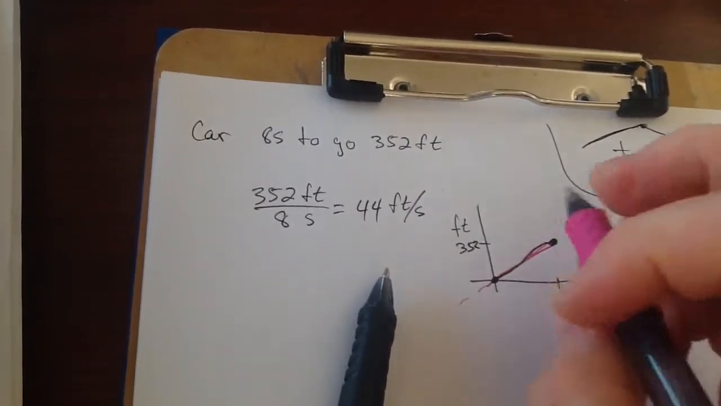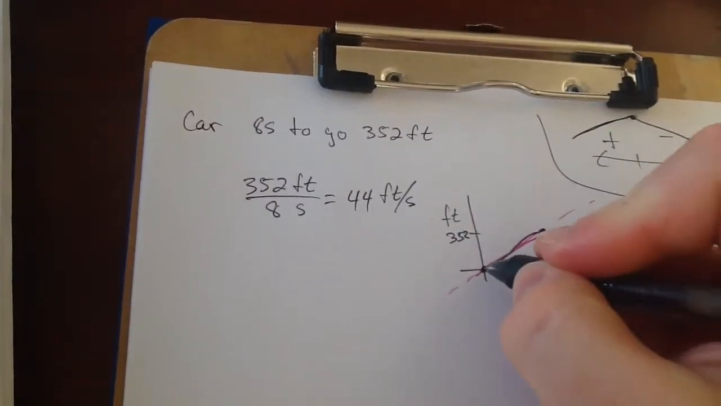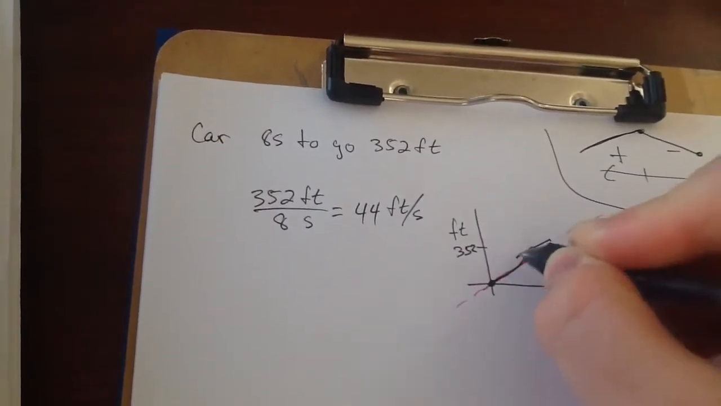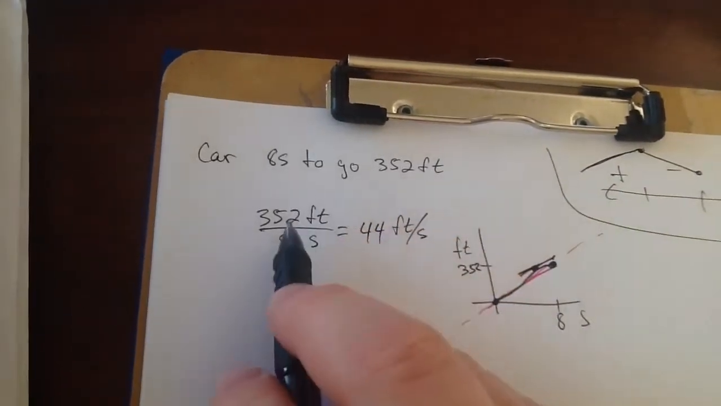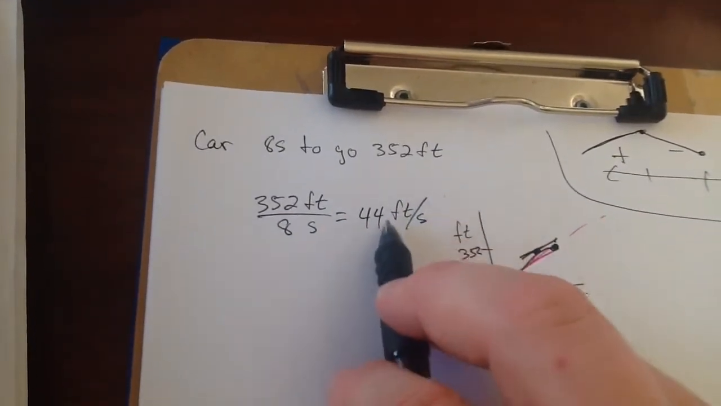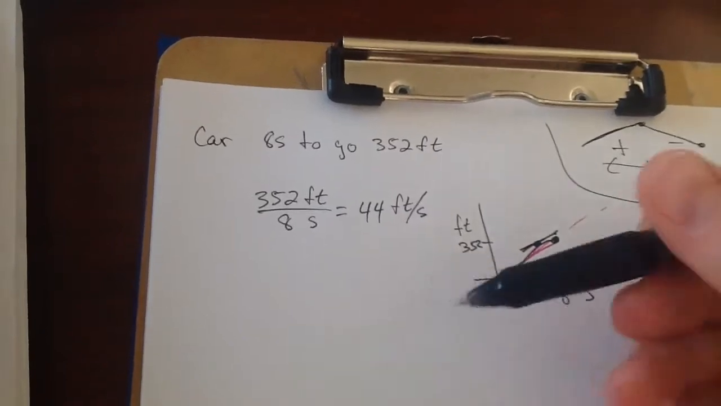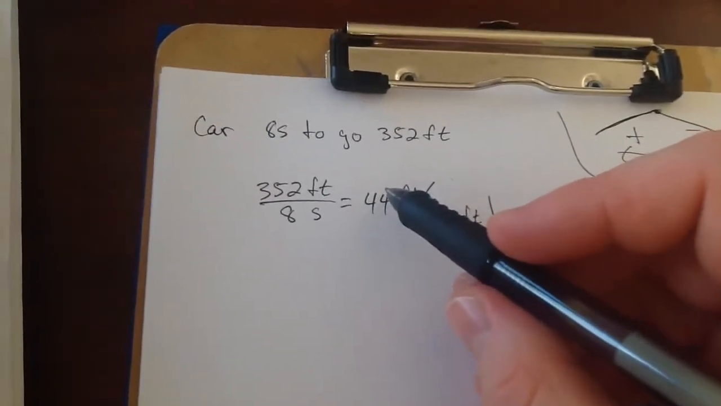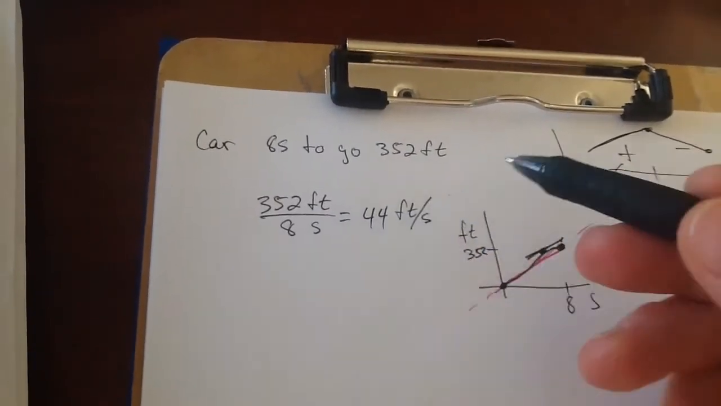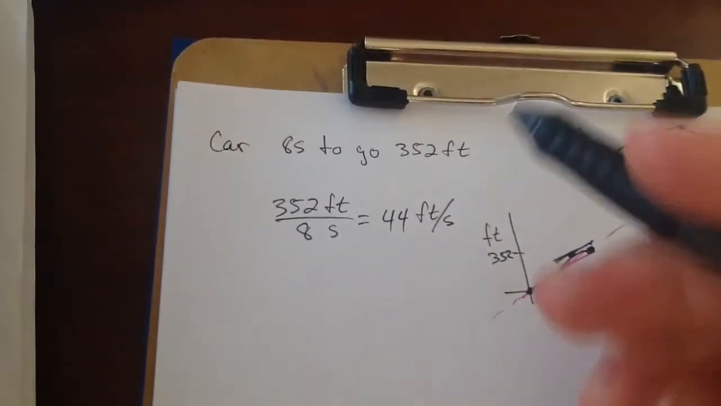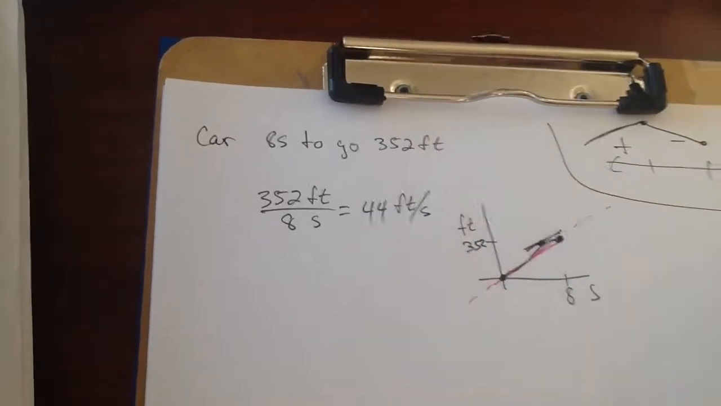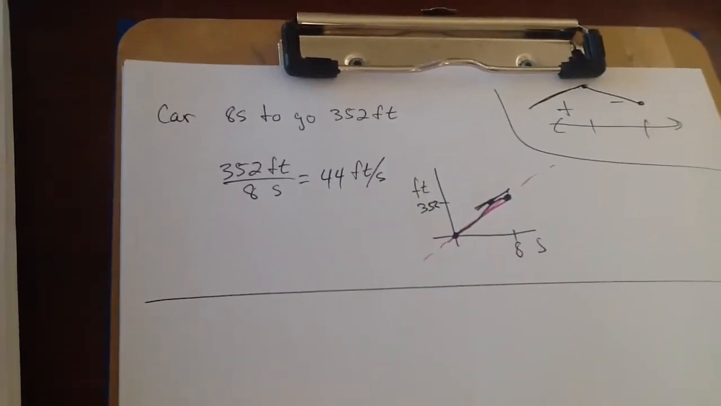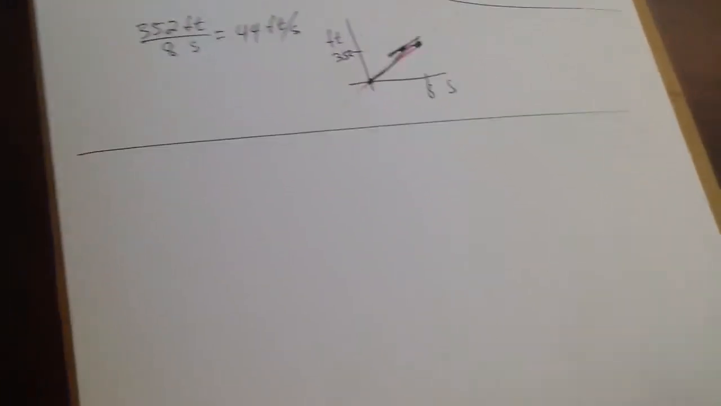That's just your average. Mean value theorem would tell us that at some point during those 8 seconds, we must have had a tangent line that was parallel. So if your average speed was 44 feet per second for the whole trip, at some point during that trip, you must have gone exactly 44 feet per second. It had to happen. There's no way you could have stayed under or above it the whole time. So think about that on the trucker problem.